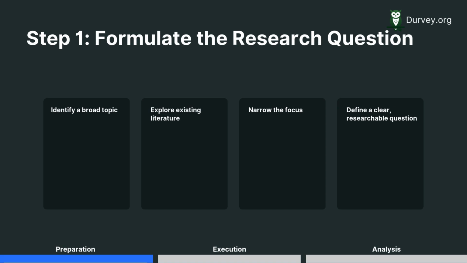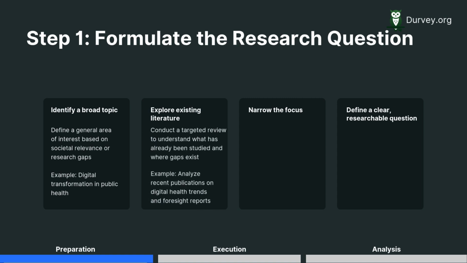1. Identify a broad topic. Start by selecting a general area of interest. This could be inspired by societal challenges, new technologies, or personal motivation. Example: digital transformation in public health. 2. Explore existing literature. Conduct a targeted review of academic publications, policy papers, and reports to understand what has already been explored and where research gaps exist.